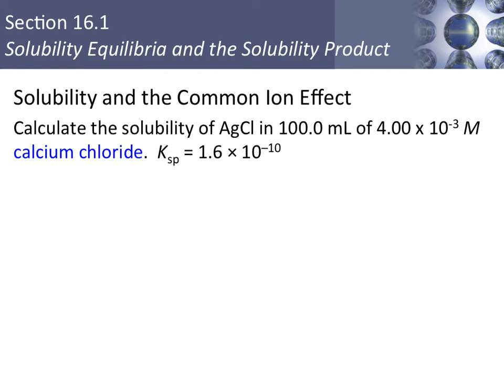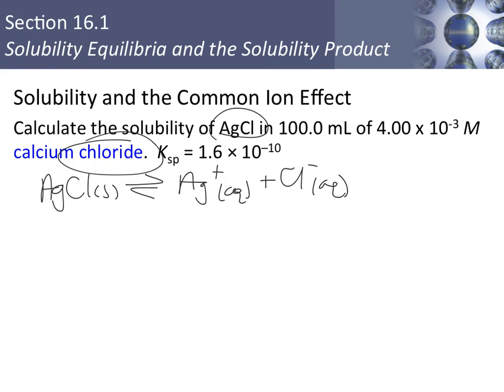Now let's talk about if we have a common ion. The solubility of a solid is going to be lowered if the solution already contains ions that are common to the solid. For example, we're going to look at silver chloride in calcium chloride, and here we have this common ion, chloride. According to Le Chatelier's principle, if we have chloride ion, the reaction will shift left, and that will reduce our solubility.